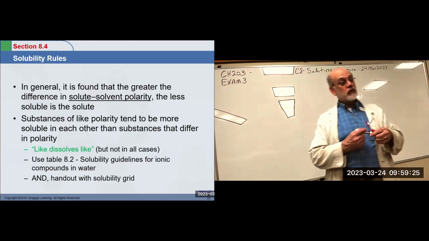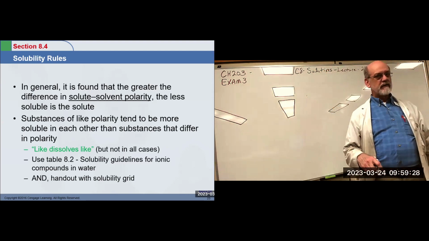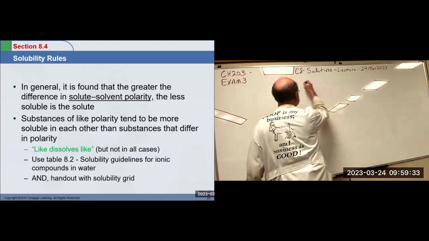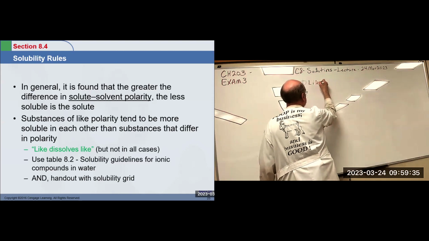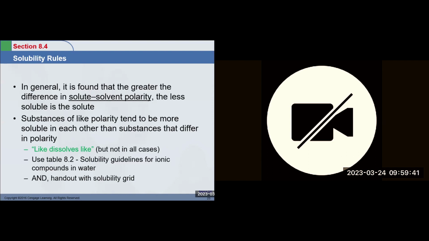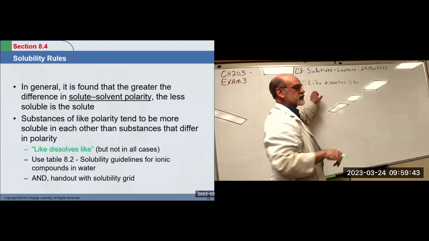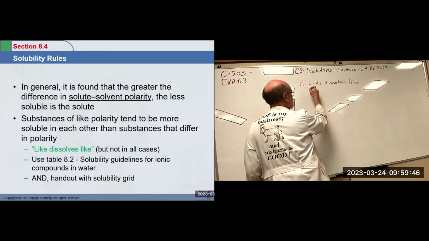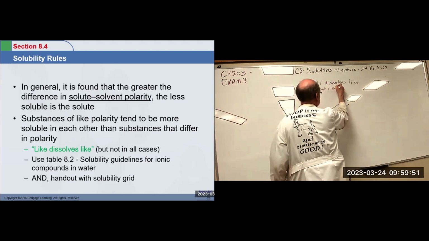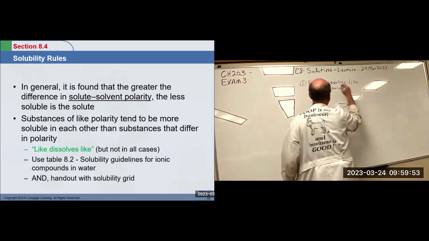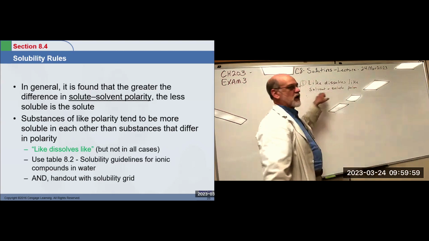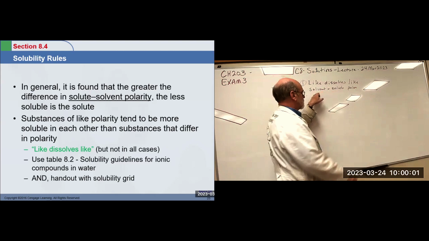The first rule is like dissolves like. Have you ever heard that one before? No. What this means is, if we say like dissolves like, what we're referring to is polarity. If the solvent and solute are both polar, they're more likely to dissolve, the solute in the solvent.